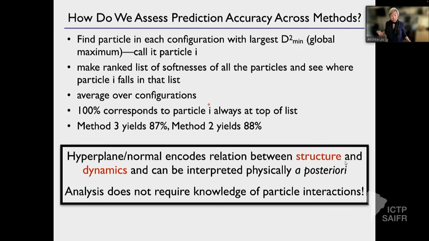Okay, so now the point is that we've got this hyperplane, or we've got this definition of softness, right? Which is this linear combination of my structural variables, or the structural environment. It's a weighted integral of the pair correlation function. And now we can say, what did it tell us, right? We trained it. What does it mean? What is softness in the end?